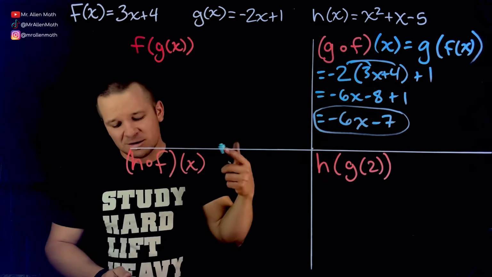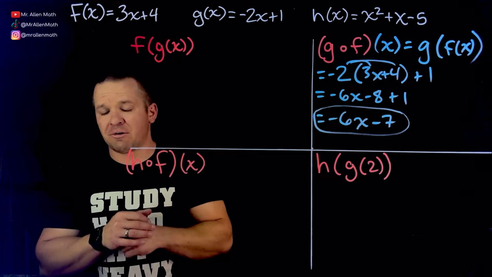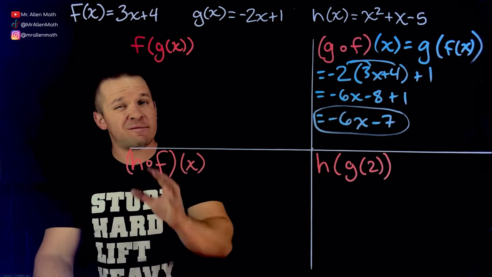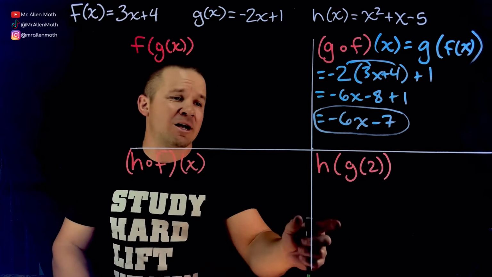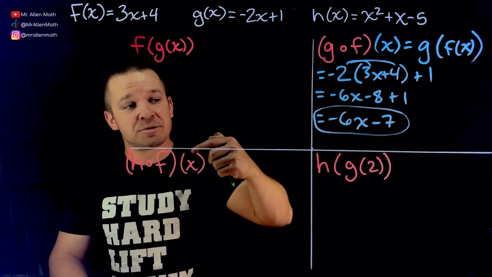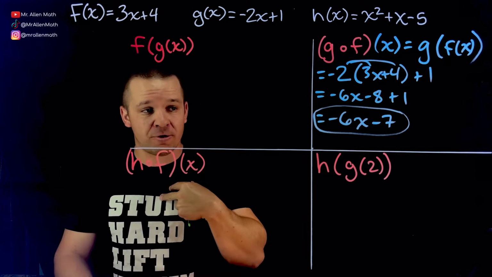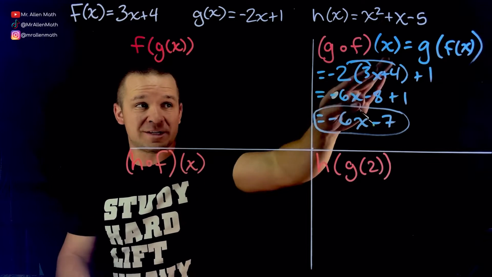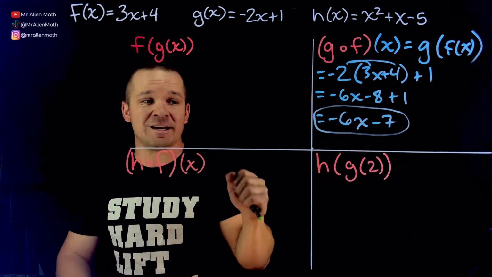How about this one over here? h of g of 2. So this time I don't have an x there. I have a number. Well, what do I do here? Well, first thing, I can either do the composition h of g of x and then substitute in 2 or evaluate when x equals 2, or my preferred method, because I don't have to do all this algebra, is I just plug 2 into g, and then whatever that is, I plug that into h, okay?